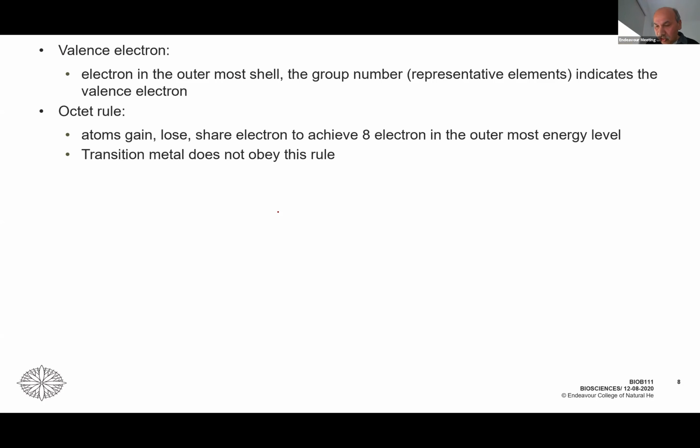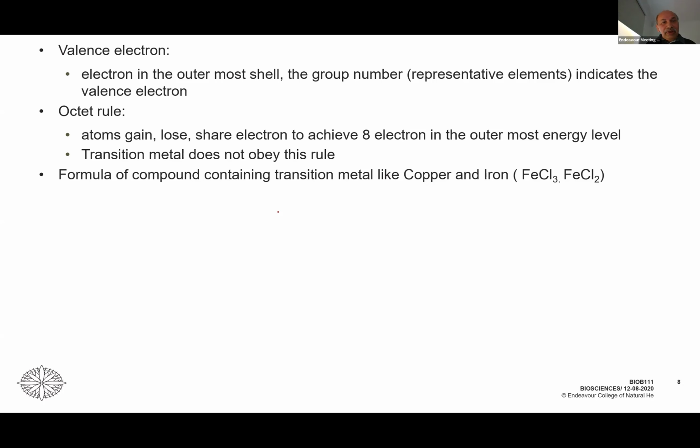Transition metals do not obey this rule. Okay, formula of a compound containing transition metals. So you have iron here, Fe, and chlorine. Iron, is it a metal or a non-metal?